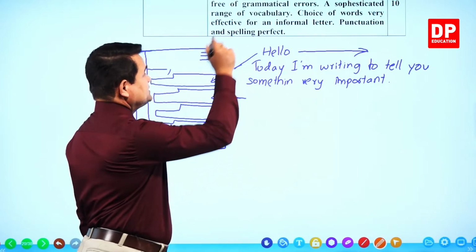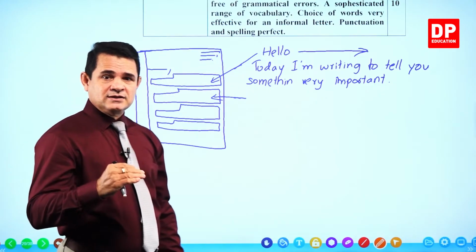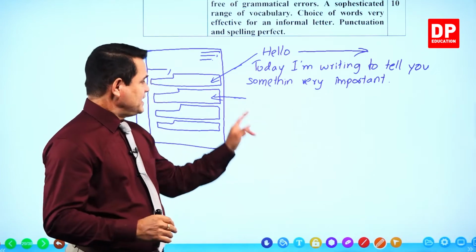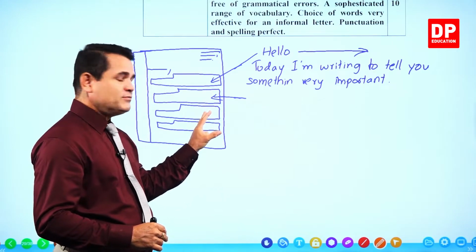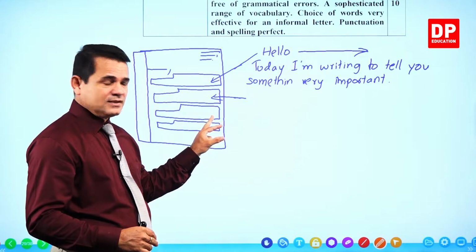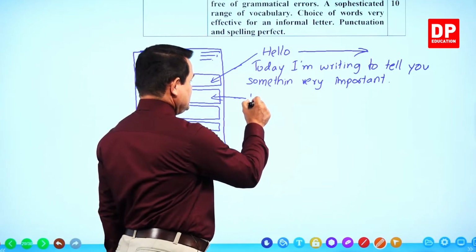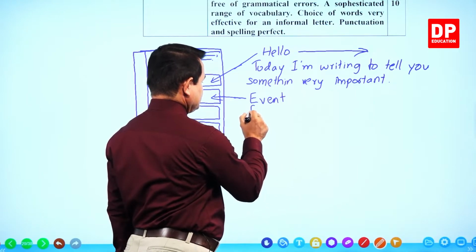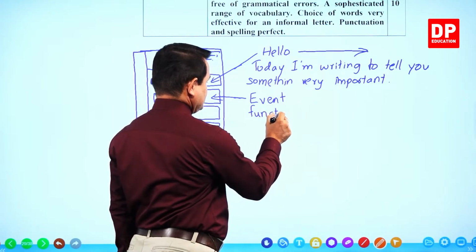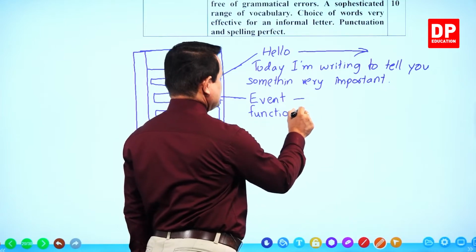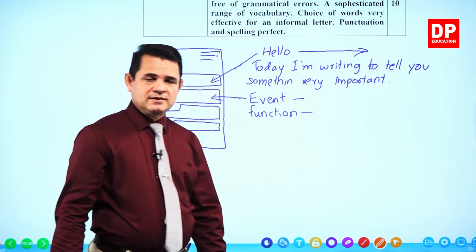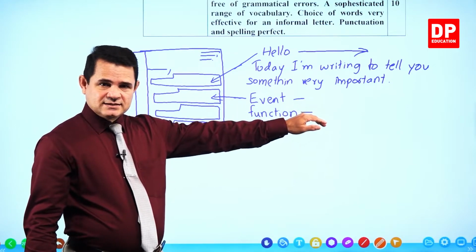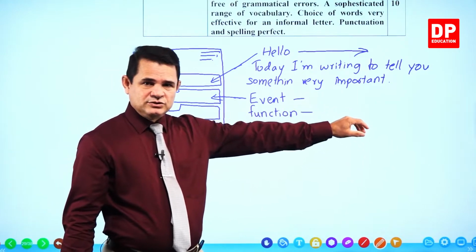Then describe the event or the function. Then you describe it maybe within 1 or 2 paragraphs. Now you describe the event, the function. Describe what it is and what are the things you did there.